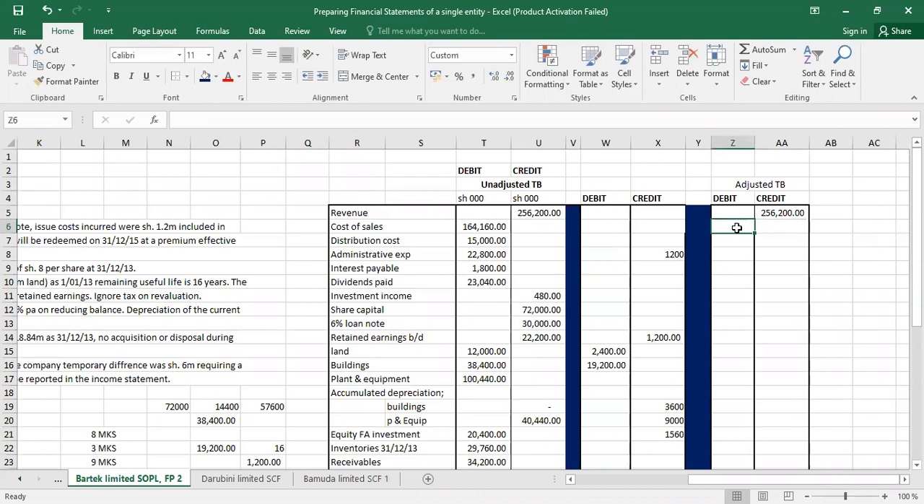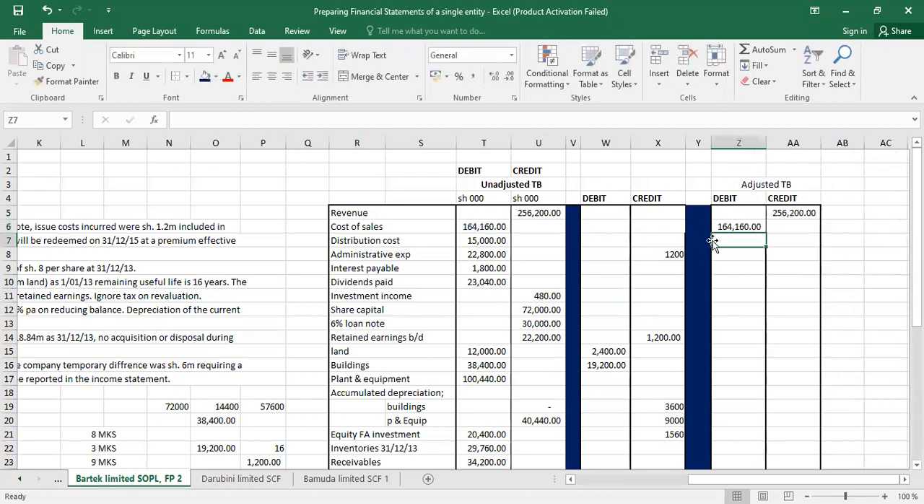I come to cost of sales here, equal. So you see cost of sale is on the debit side. So I'll take the debit plus the debit here minus the credit here. Enter, isn't it? So I'll drag what is up to here. You can see, oh, the adjustment here was in administrative expense. You can see that the adjustment, so it was 22,800 minus 1,200, you get 21,600. The adjustment has already been done.